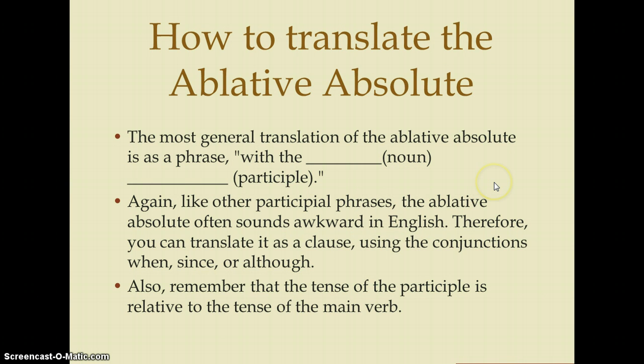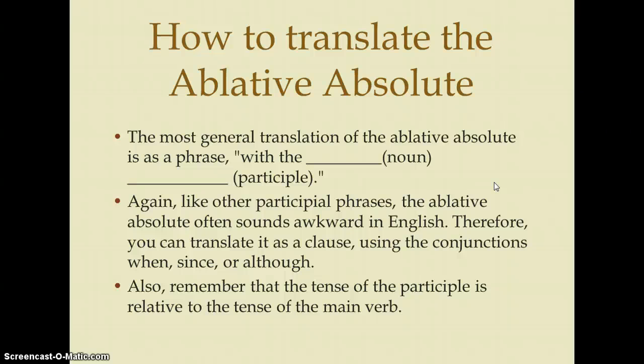Okay, so the most general way to translate the ablative absolute is as a phrase, with the noun having been participled, or with the noun participling, or with the noun about to participle, depending on the tense and the voice of your participle. But like other participial phrases that we've learned, the ablative absolute often sounds kind of awkward in English. So very, very often, you're going to want to use a clause. You're going to want to translate the ablative absolute as a clause using the conjunctions when, since, or although.